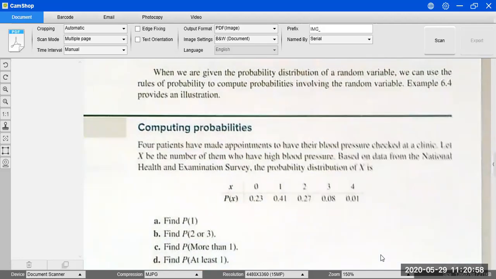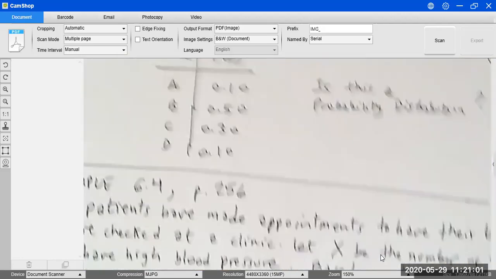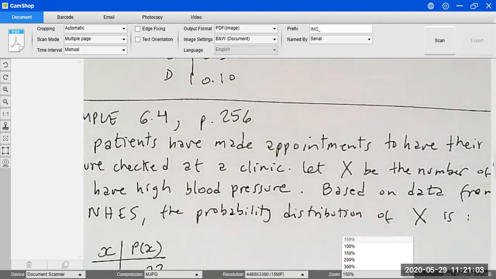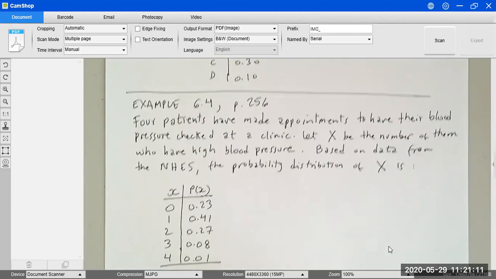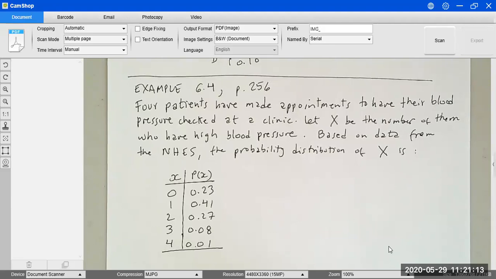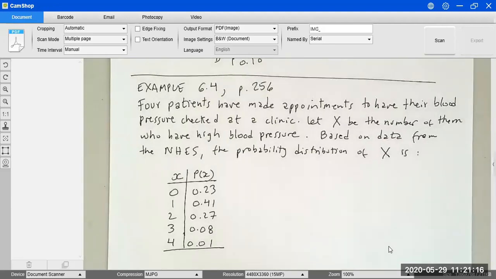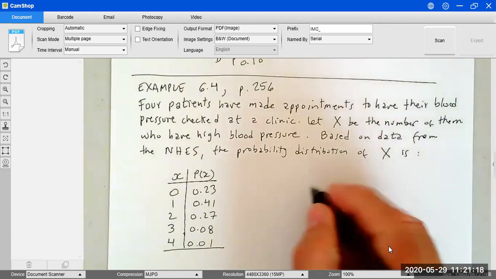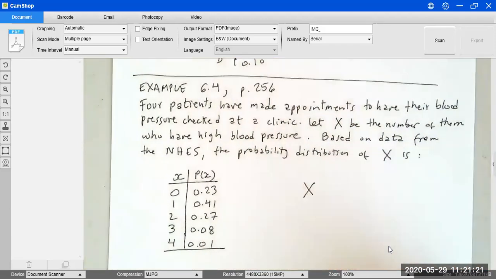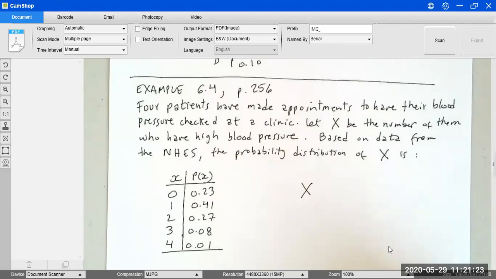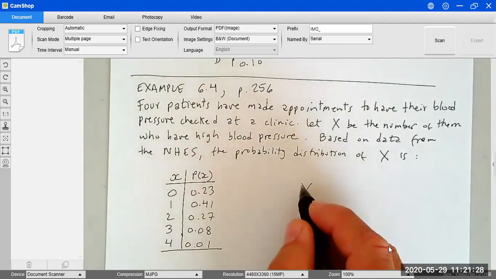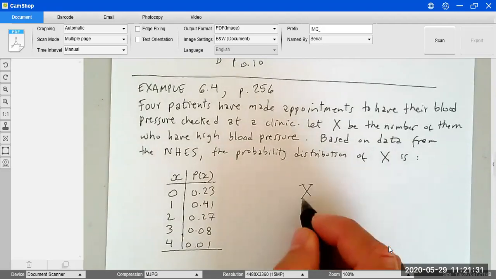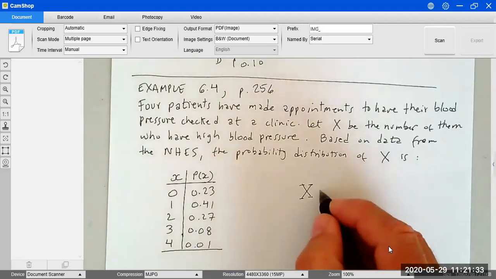So we're going to copy this in our notes, and we're going to start working on this problem now. So we have here the problem and the table. I just copied the table in a vertical format. They are talking about capital X. If you read the previous definitions in our book, they say that random variables are denoted with capital letters. So this is a capital X, a random variable.